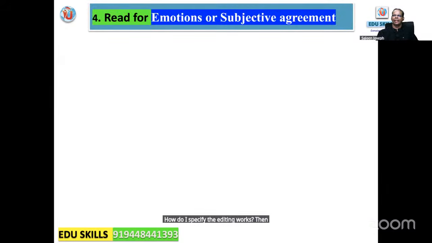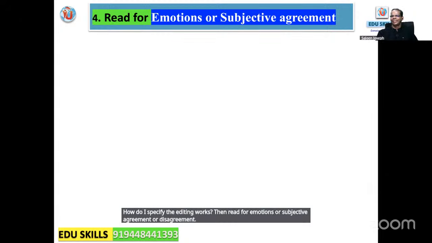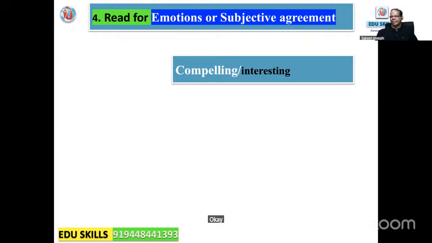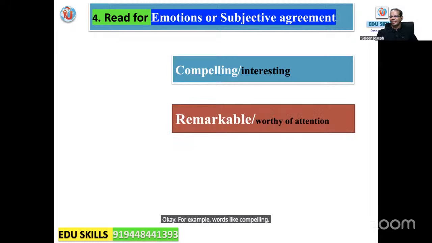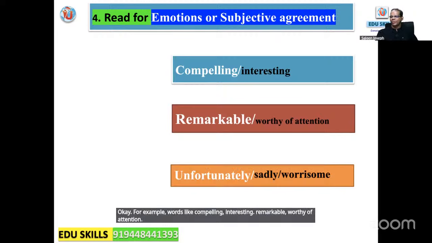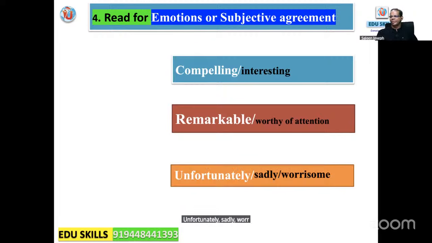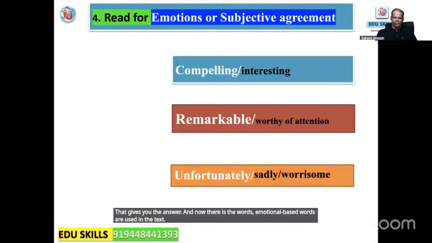Then read for emotions or subjective agreement or disagreement. Okay. For example, words like compelling, interesting, remarkable, worthy of attention, unfortunately, sadly, worrisome, all such emotional words, words that express emotions, that gives you the answer. Now if emotional based words are used in the text, the answer will be there.